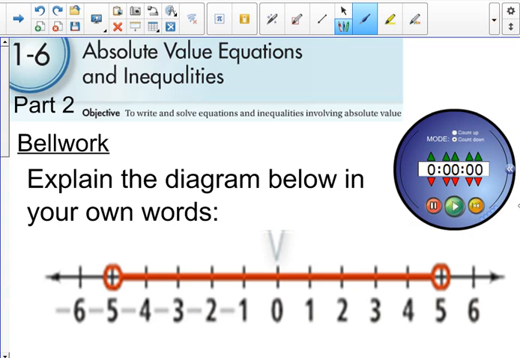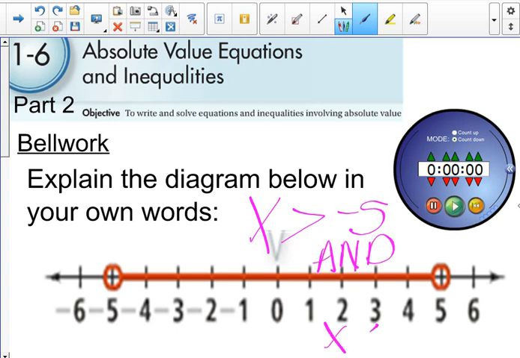Could somebody explain this diagram? What did you write on your paper? Yes. I wrote x is greater than -5 and x is less than 5. So you wrote x is greater than -5 and x is less than 5. That's one way to write it.